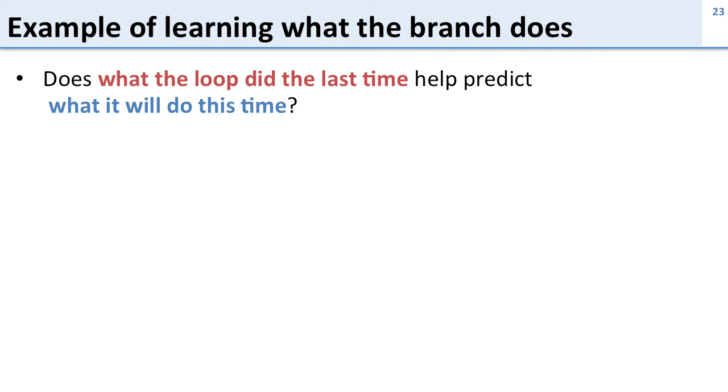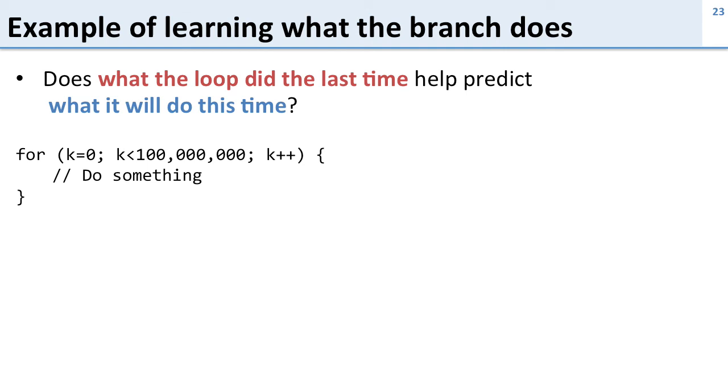So let's take a look at an example here. What the dynamic branch predictor is going to do is ask the question, did what we did in the loop the last time help us predict what it will do this time? So use the information from last time, that is the history of the branch, to predict what it will do this time. So is this going to be a good idea? Let's take a look at some code.